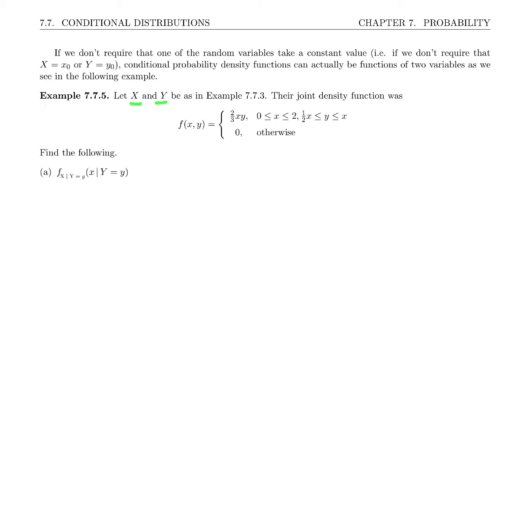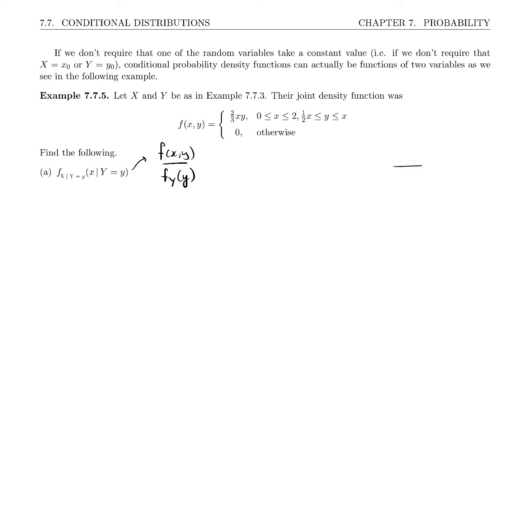So let x and y be as in example 7.7.3, and this was their density function. We are now asked to find the conditional density for x given that y is equal to y. Notice that this is for a variable value of y and not a constant value of y. So we have to remember how to find a conditional distribution, and we want to take the joint density function and divide it by one of the marginals, and the marginal that we want is the marginal of y. So that means we need to calculate this marginal first, which means that we need to have a look at the support that we're going to be integrating over.